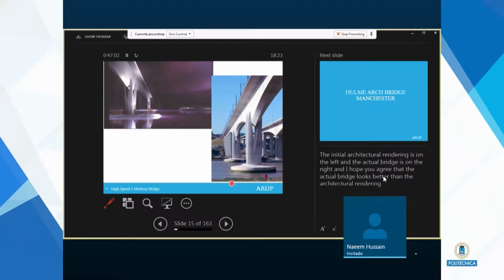So again, this is where one can take the engineering requirements, take the visual requirement, take the context, and then create something that will be of interest.